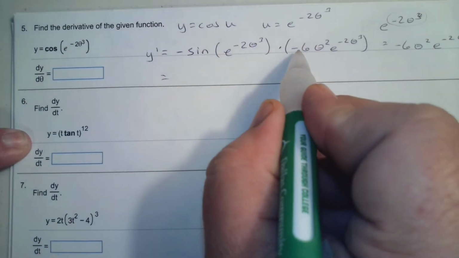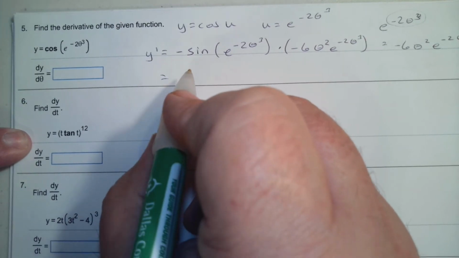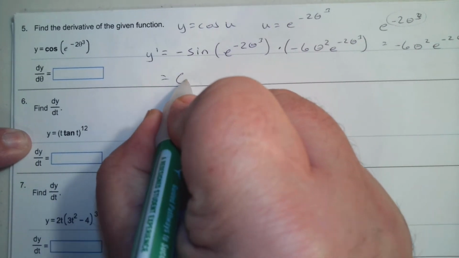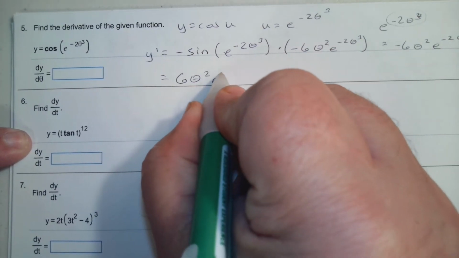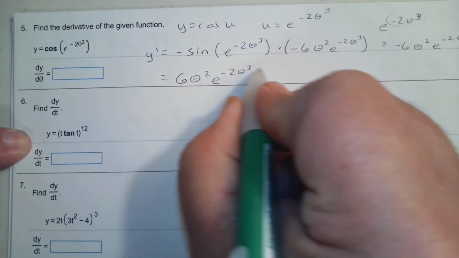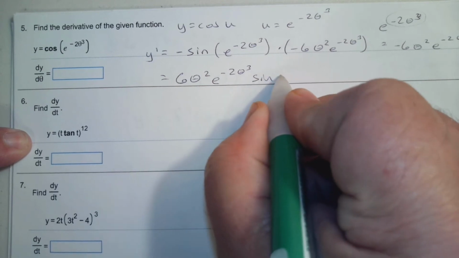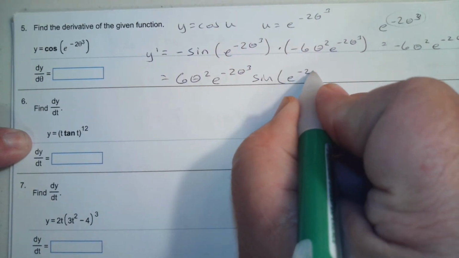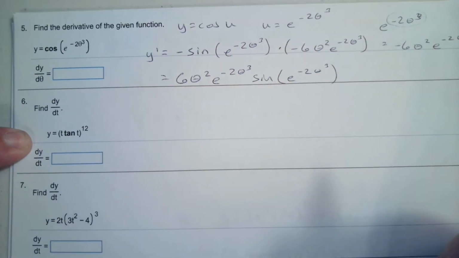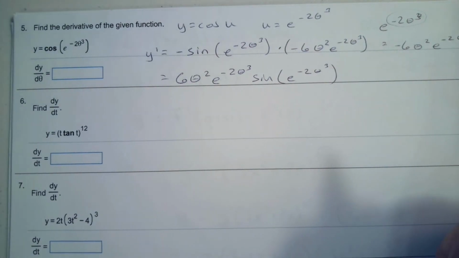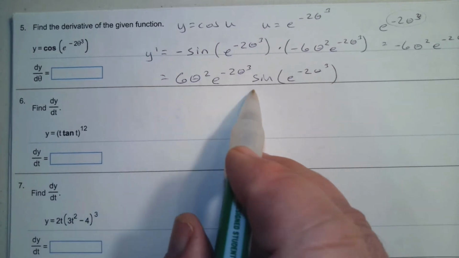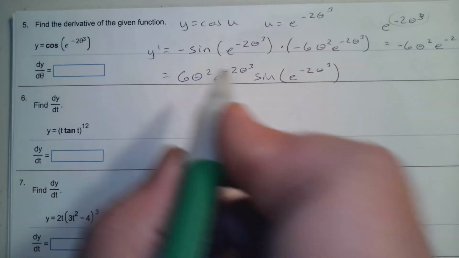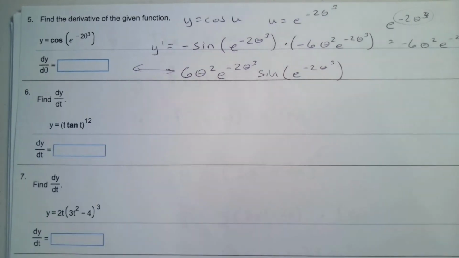So negative times negative is a positive. So we have 6 theta squared, 2 theta cubed, sine of theta cubed. Goes to that box.